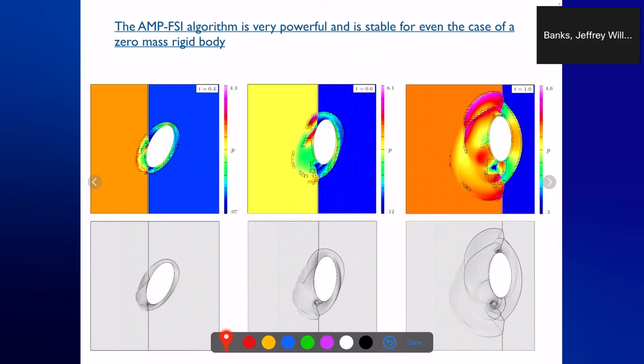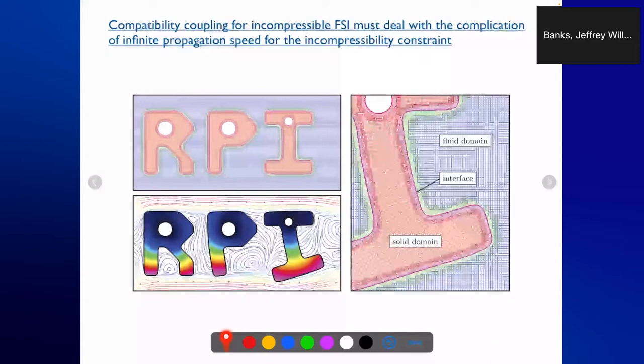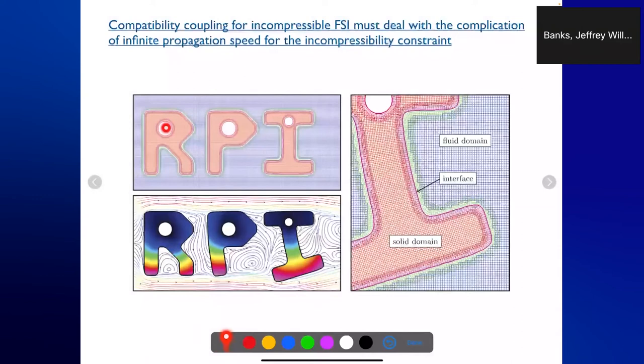Okay, so now you can go on to more difficult cases yet. So if you bring in incompressible flow, and this is where I promise we're getting close to GD eventually. If you bring in incompressible flow, things get a lot more challenging, as you may know, because the incompressibility constraint is a global constraint. You could think about it as something with infinite propagation speed. Okay, so you got to deal with that. So here's just an example case where I have some, Dan, of course, knows this case well. This is the RPI solids, which have some pin in the I and the P and the R. And then we've got an incompressible flow, which is moving these bodies.